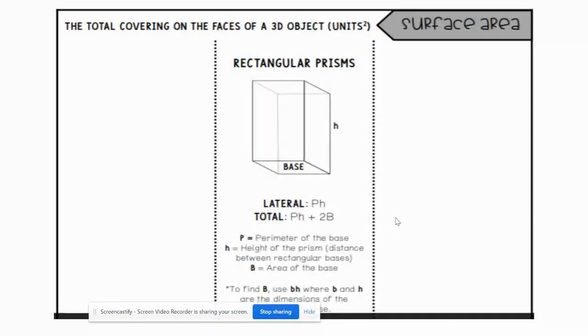When we talk about surface area, that means the total covering on the faces of a 3D object. It is measured in square units, just like area. So when we look at a rectangular prism, we're going to focus on the base and the height of the rectangular prism. Surface area, we have lateral and total surface area. In this video, I'm going to first talk about total surface area.